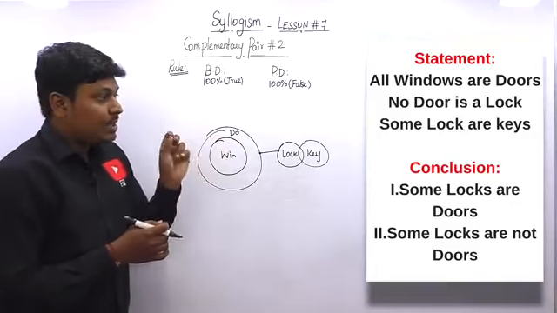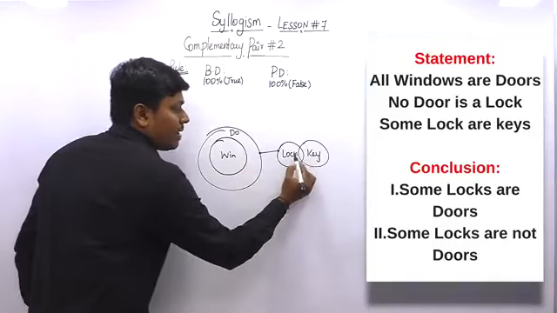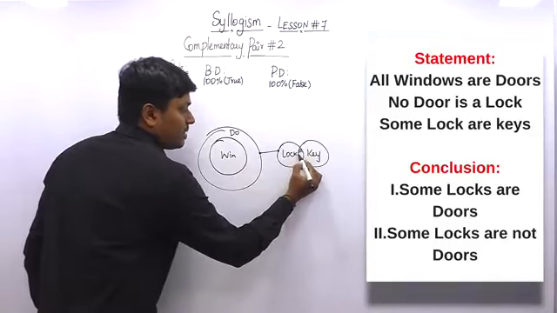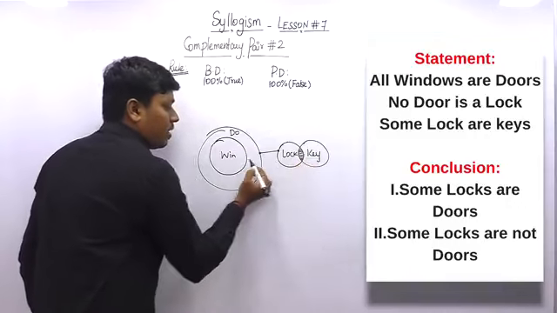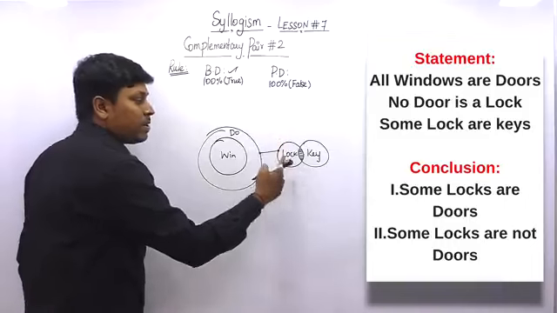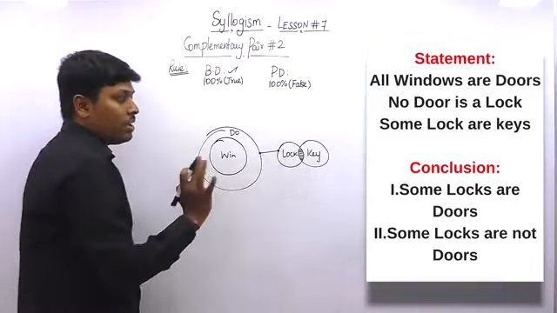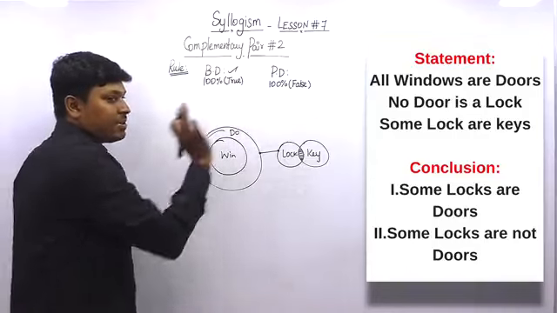Second conclusion, some locks are not door. Listen carefully, some locks will be this region. So some locks are not door is correct. In the basic diagram, according to the conclusion, some locks should not be door. Yes, it is correct. Some locks are not door. So we can say that in the basic diagram it is true.